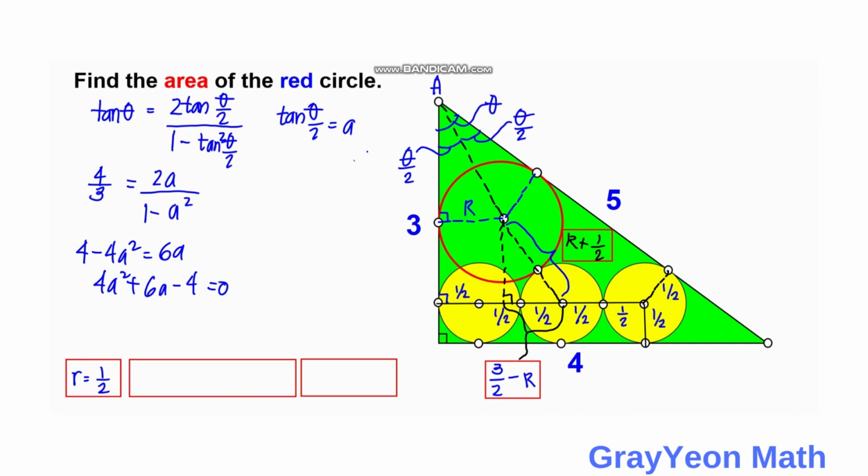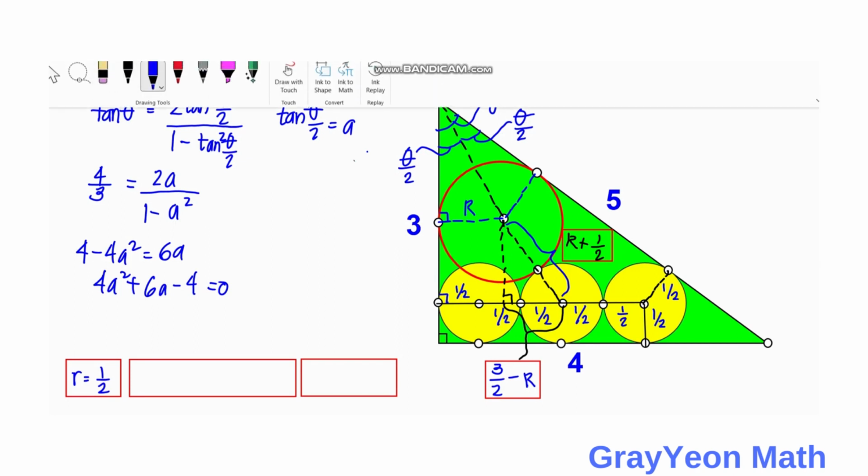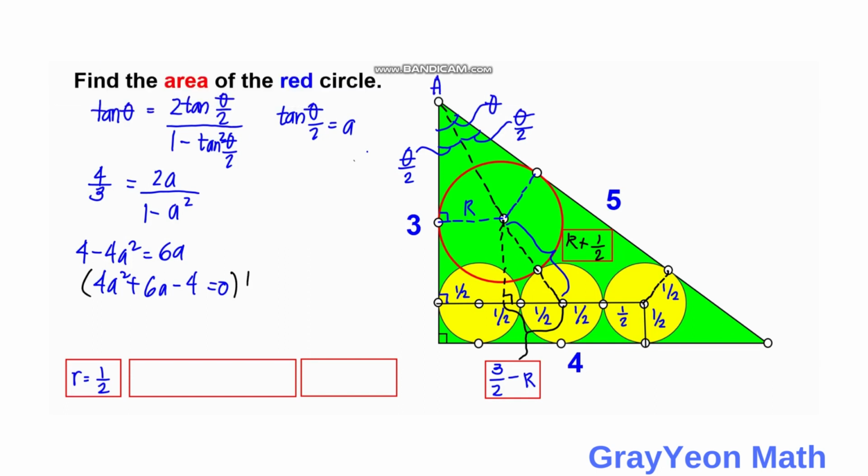We can actually divide this quadratic equation by 2, so we have to multiply this by 1/2. So we have 2a squared plus 3a minus 2 is equal to 0. And we are to solve this resulting quadratic equation: 2a squared plus 3a minus 2 is equal to 0.